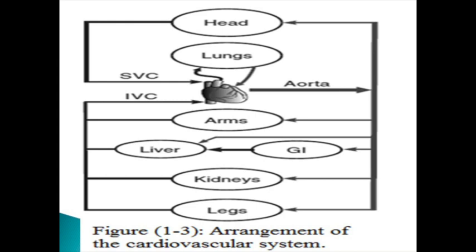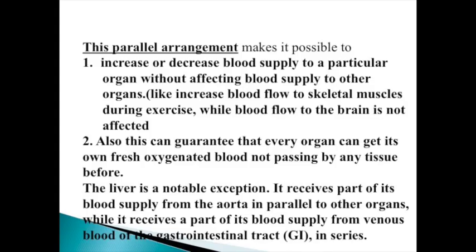This figure in slide 17 shows us the in parallel arrangement of arteries supplying each organ of the body. At this moment, I would like to give a clear picture of how the in parallel arrangement will make it possible to, number one, increase or decrease the blood supply to a particular organ without affecting blood supply to other organs. I give you one example. Like when we are making muscular exercise, we increase the blood flow to the skeletal muscles during this exercise, playing a football match for example, while the blood flow to other organs like the brain is not affected.